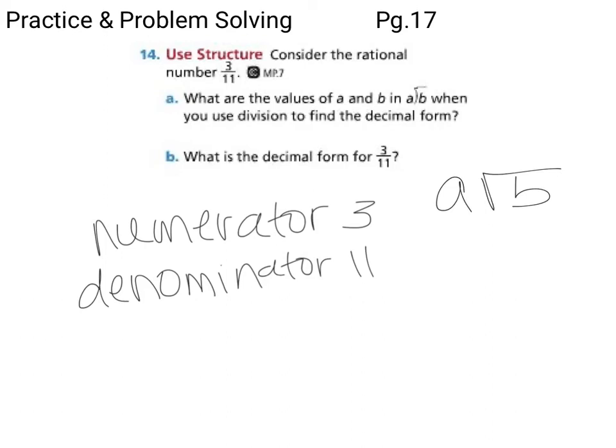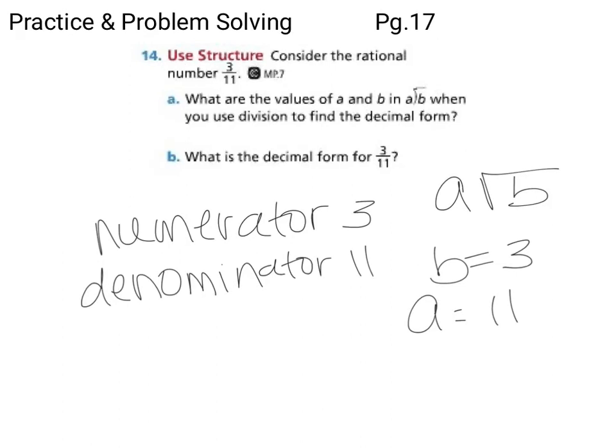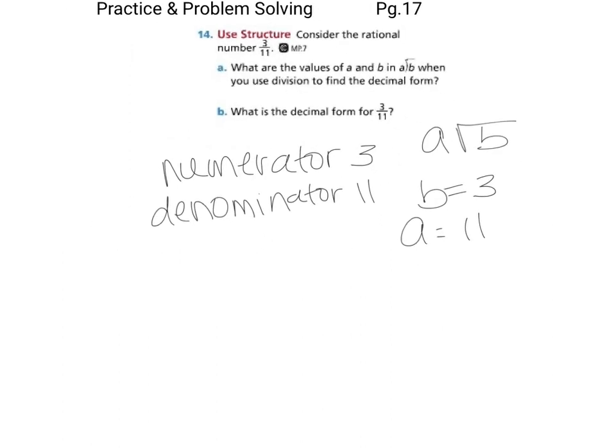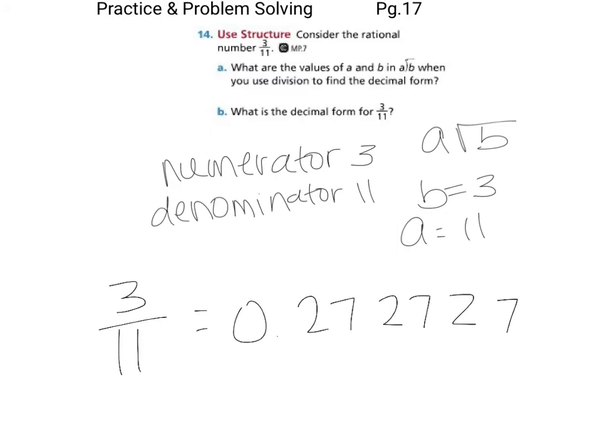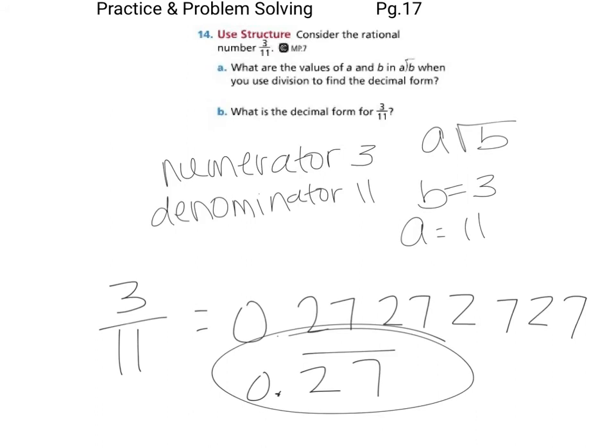So a divided by b, we know our numerator goes on the inside. So b is 3. And our denominator goes on the outside. Therefore, a is 11. What is the decimal form for 3/11? You can use your calculator. And once again, it's the same thing we got earlier. The decimal form is 0.27272727, or 0.27 repeating. This is the correct way. Okay?